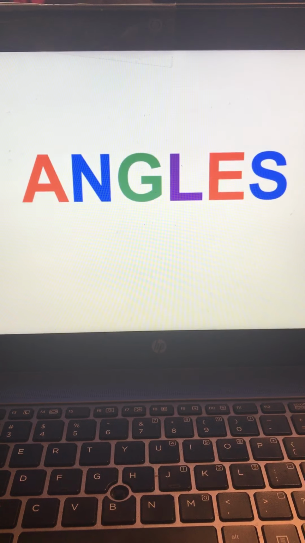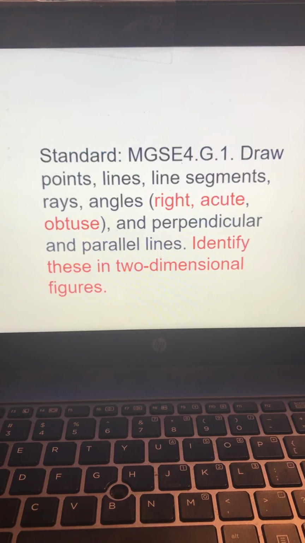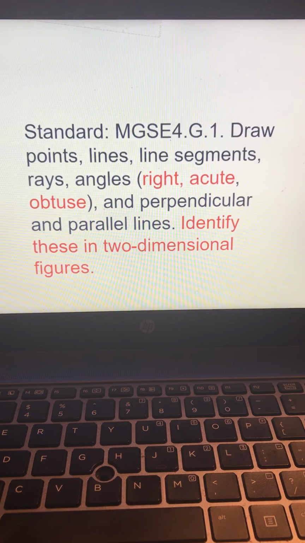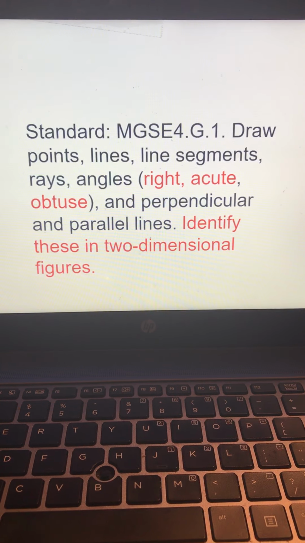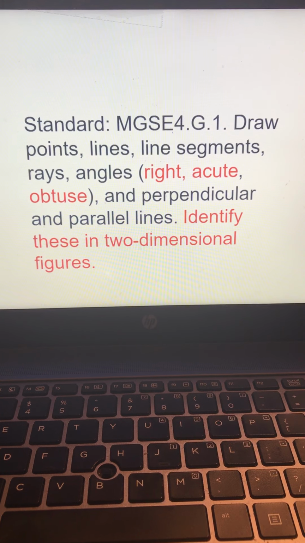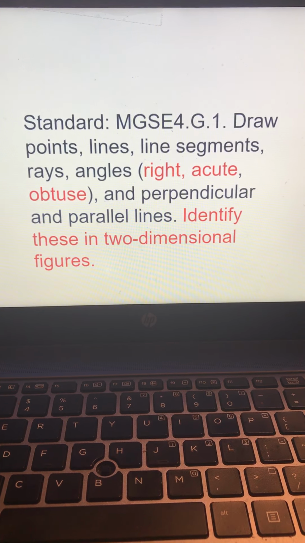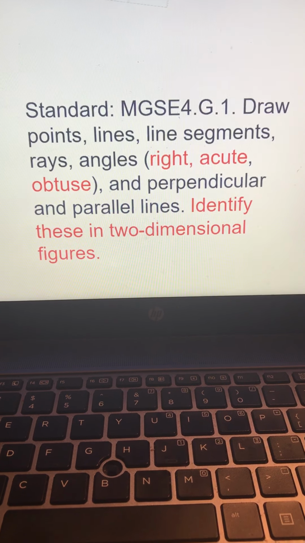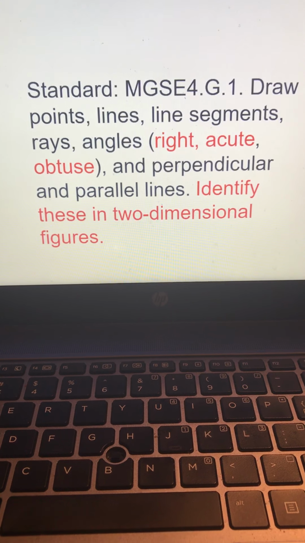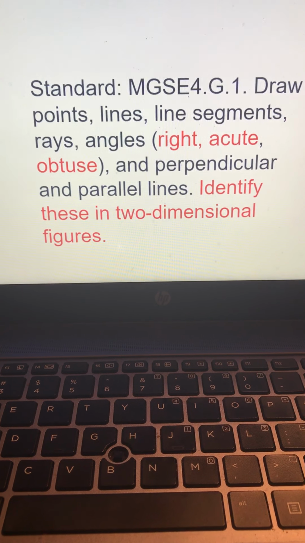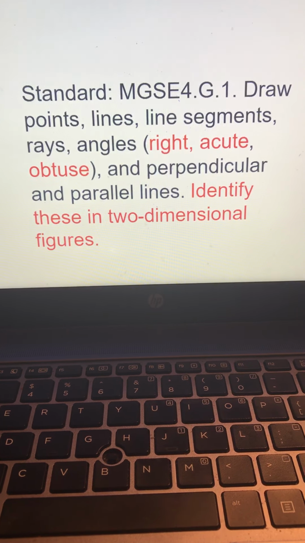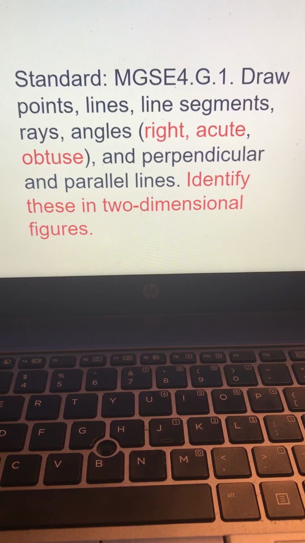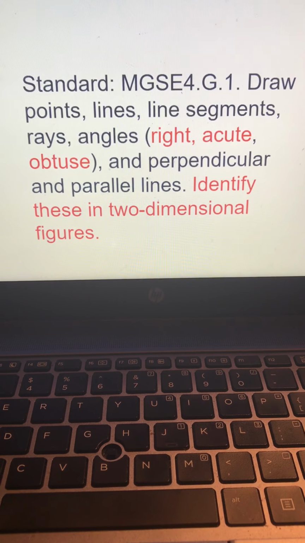We are still learning about angles today. We are continuing with the same standard. The standard is MGSE4G1. Draw points, lines, line segments, rays, angles. Those angles are right, acute, obtuse, and perpendicular and parallel lines. Identify these in two-dimensional figures. So, again, our focus is identifying angles. We are not going to draw angles.